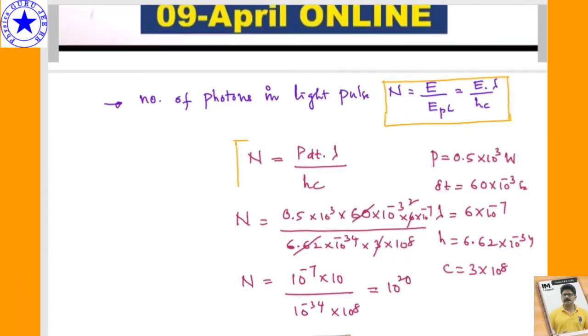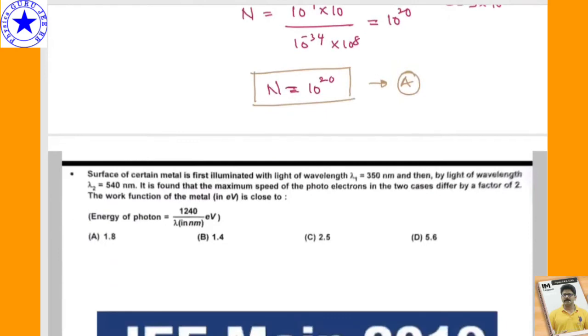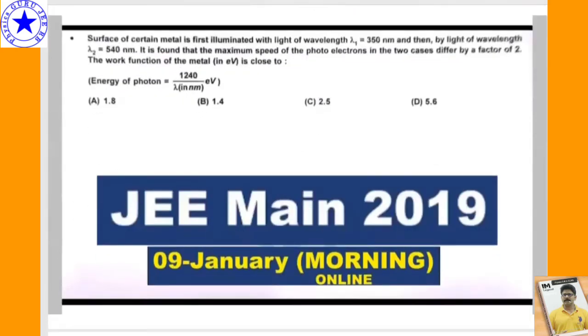And this is the last one we applied. So it is clear till this point. Okay. Now proceeding with the next problem, which is given in 2019, January 9th. So you can see carefully.